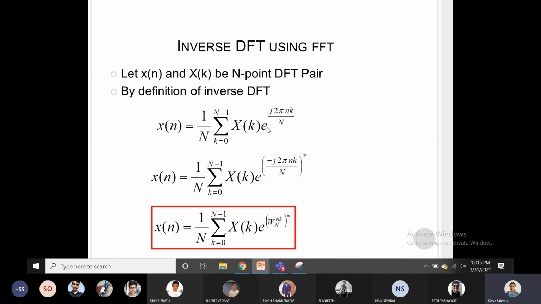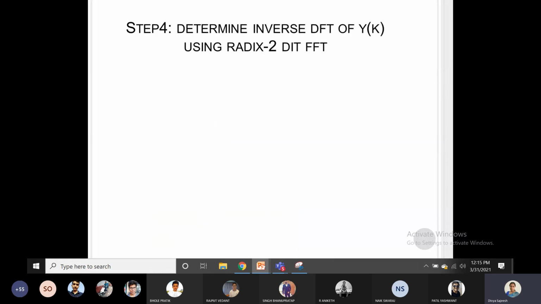Okay, so it is the conjugate of the twiddle factors you need to take into consideration. So far we have taken W2 raised to 0 and W4 raised to 1. W2 raised to 0 doesn't matter if I take the conjugate, but W4 raised to 1, I need to take the conjugate and use it in the inverse FFT method. And the entire sequence has to be divided by n.